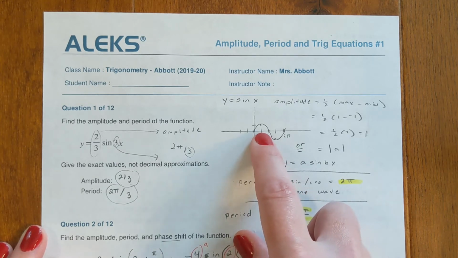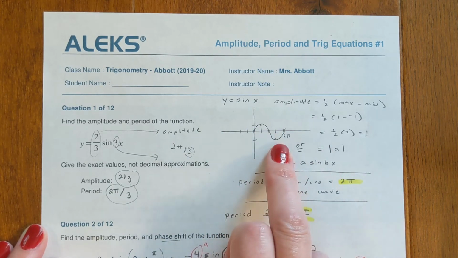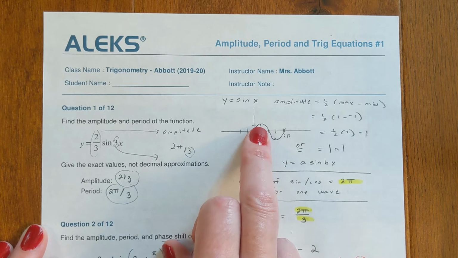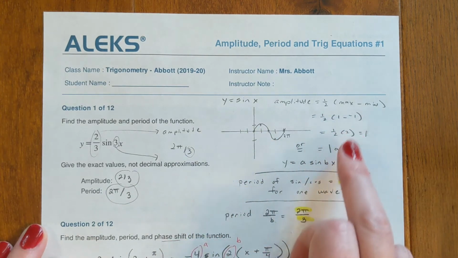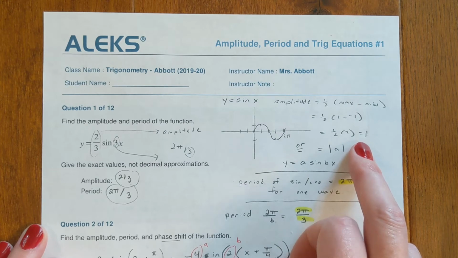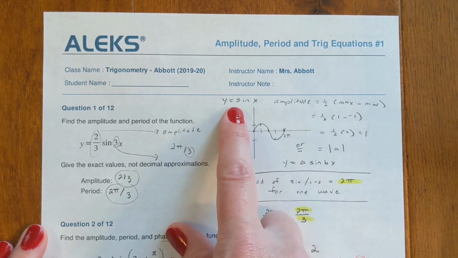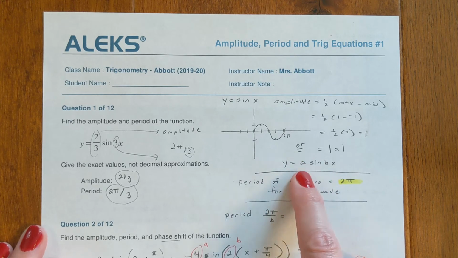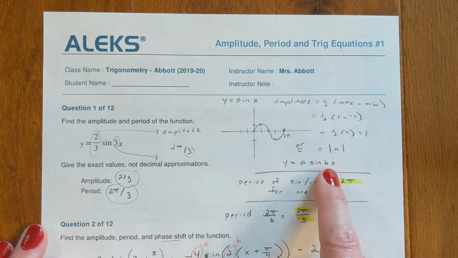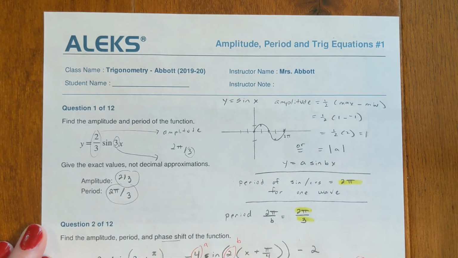The amplitude is the max minus the min, and you divide by 2. So the amplitude, it goes from 1 down to negative 1. So half of the max minus the min, the amplitude is 1. And that's the number in front of the sine, and there's no number in front of it, so it's a 1. So y equals a sine bx, and a is the amplitude. B changes the period of the function and makes it tighter or wider.